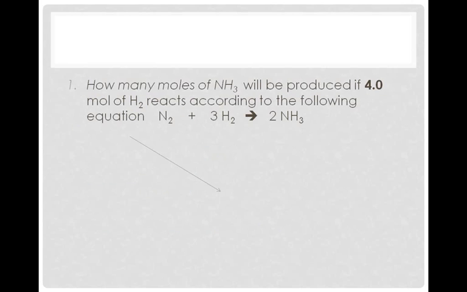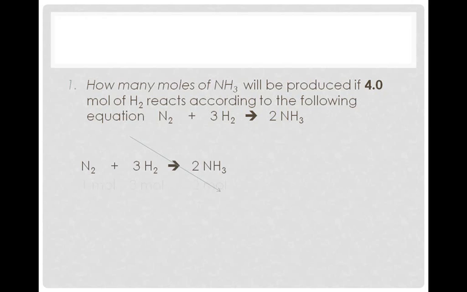Let's look at another problem, shall we? How many moles of NH3 will be produced if 4 moles of H2 react according to the following equation? Well, we said in the first step we rewrite the equation, and there it is, the balanced chemical equation.